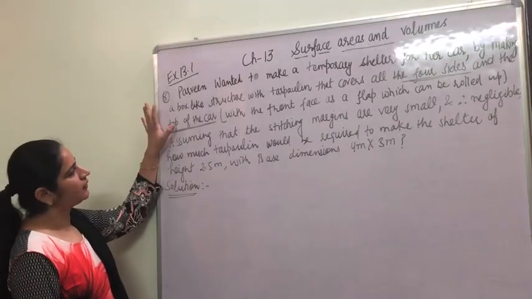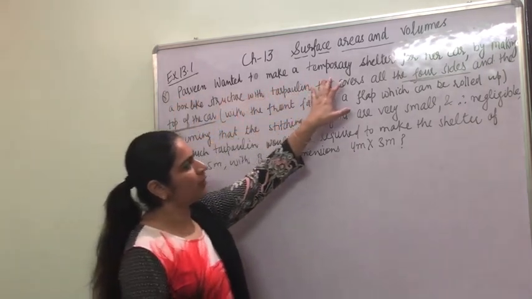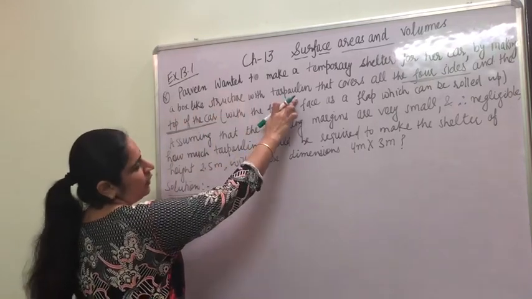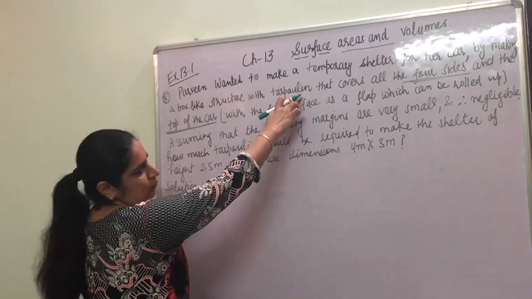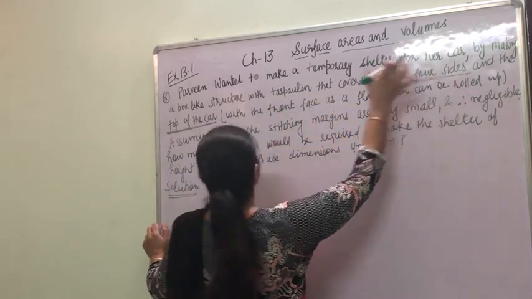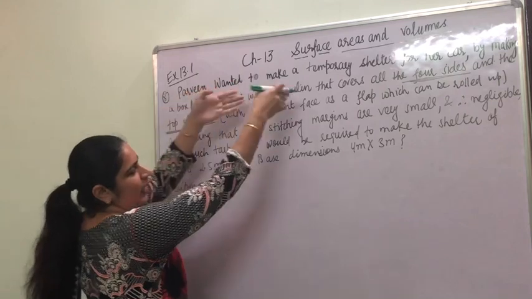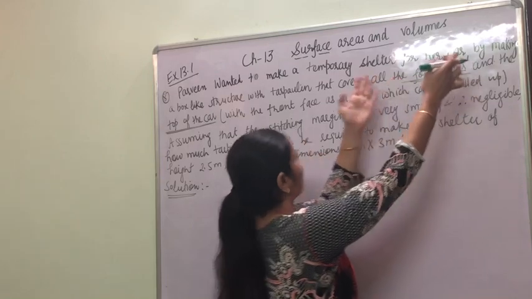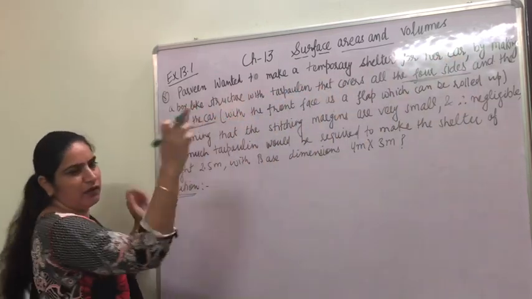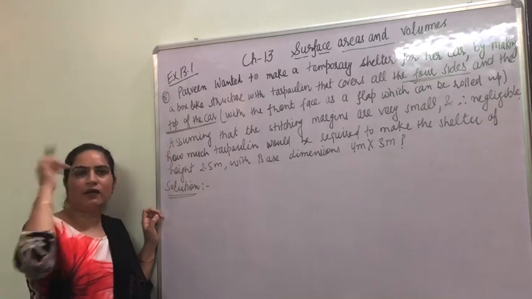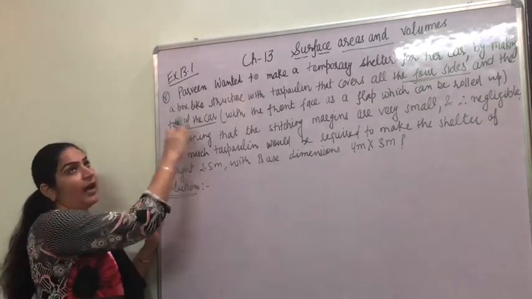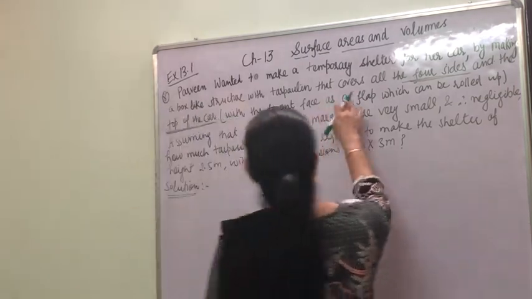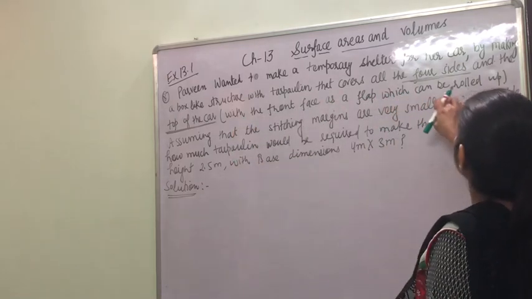Last question of the exercise. Here Parveen wanted to make a temporary shelter for her car by making a box-like structure with tarpaulin. Tarpaulin is a kind of cloth, okay, that covers all the 4 sides and the top of the car. With the help of a piece of cloth, we have to cover the car with all the 4 sides and the top we have to take, okay.